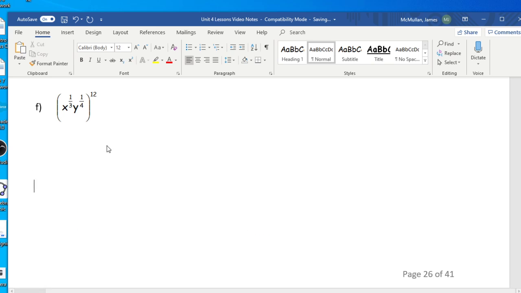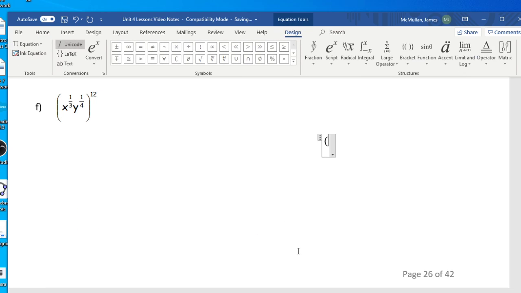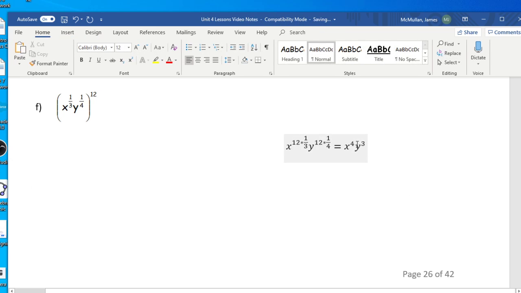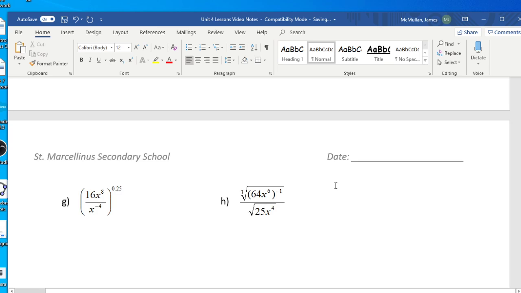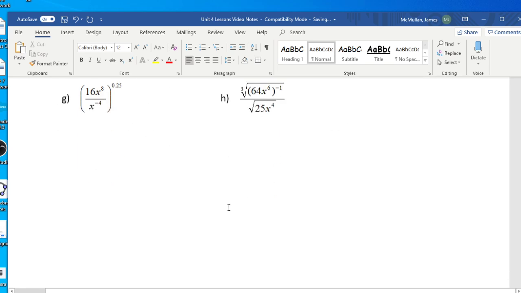Okay? So let's look at F. To do F, all I have to do is distribute the 12 into each of the parts. So I'm going to go x to the power of 12 times 1/3, y to the power of 12 times 1/4, and this is not too bad. 12 times 1/3 is 4, and 12 times 1/4 is 3. So that one simplifies relatively easily. Okay? I don't think this one is much different. If you can apply that same idea, you should be able to do those two.